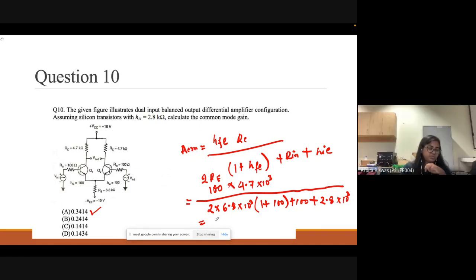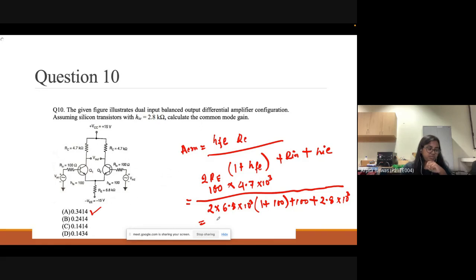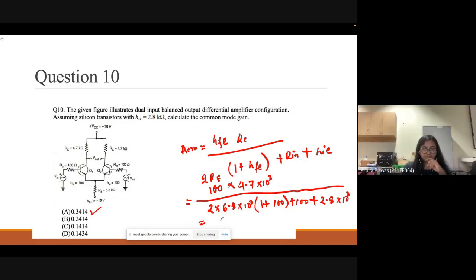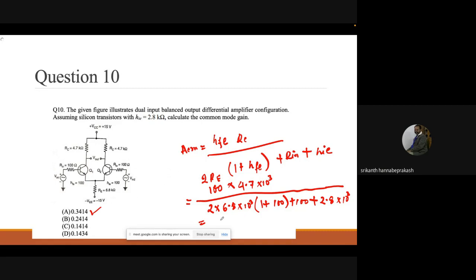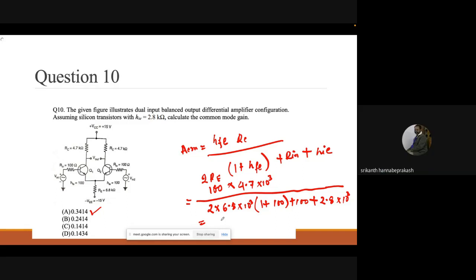Yes, Pradeep, have you calculated? And one more student, I don't know your name. A211265. Have you calculated? Ma'am, actually, I'm not aware of this formula. Okay, no issue. Srikanth, Pradeep, please calculate and give the exact answer. Yes, madam.